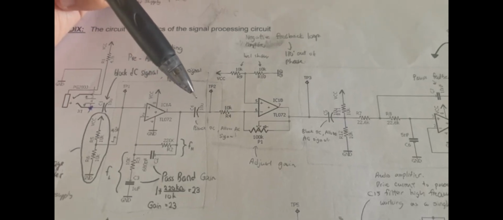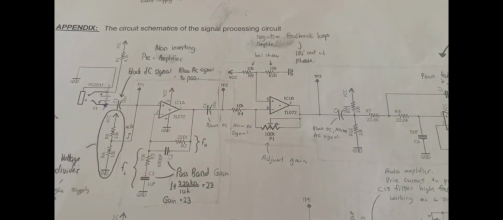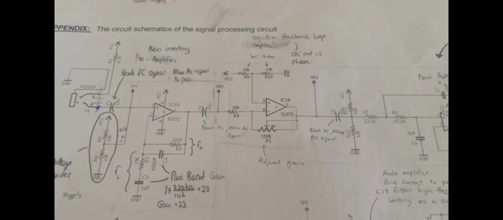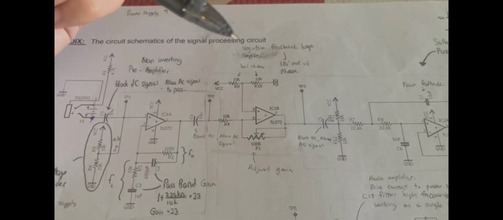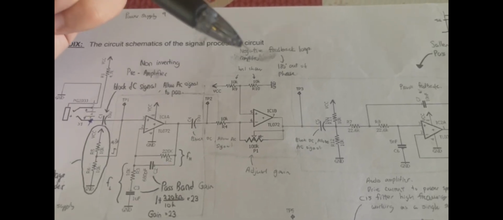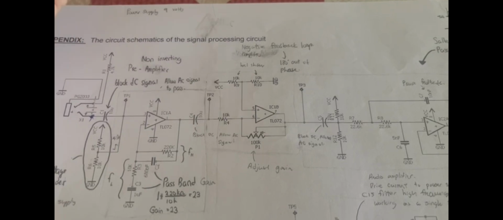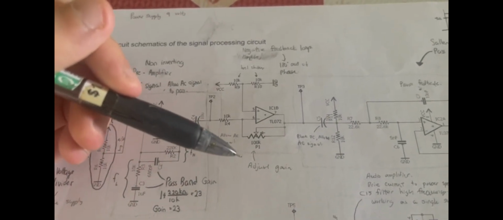As for C4, it has the same function as C1. It blocks DC and allows AC signal to pass. And so what is IC1B? IC1B, we have configured it to become a negative feedback loop amplifier, which will cause the signal to be 180 degrees out of phase. The trimmer will allow us to adjust the gain.